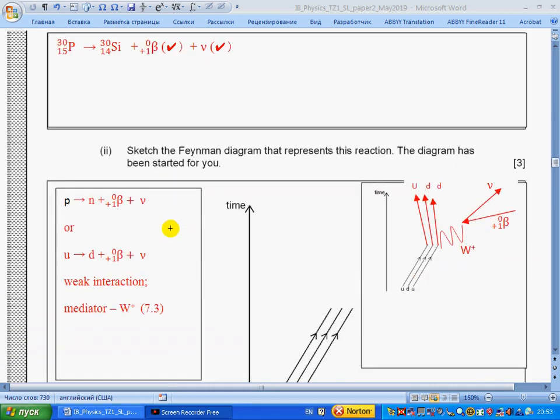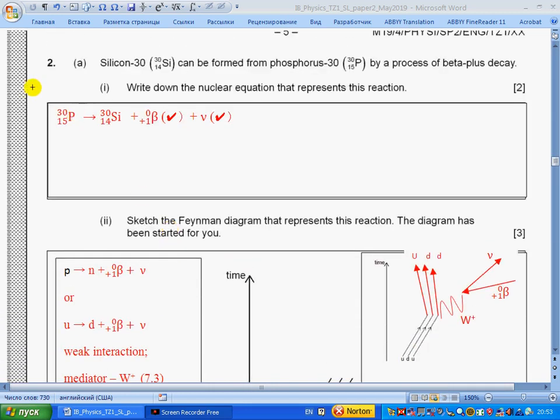Question 2. Silicon-30 can be formed from phosphorus-30 by a process of beta plus decay. Write down the nuclear equation that represents this reaction. So phosphorus is turning into silicon. Don't forget the neutrino, and put 0, so the top and bottom values should be balanced. So here you see they are balanced.